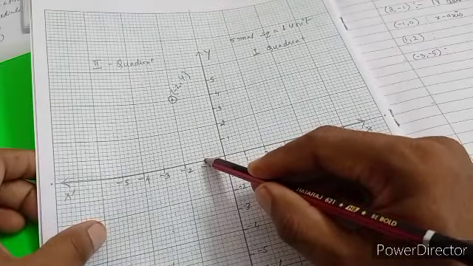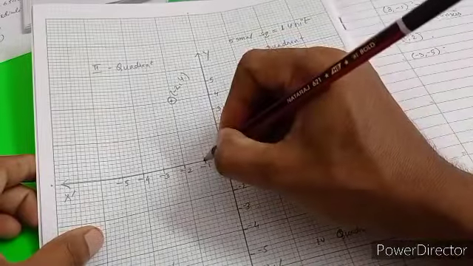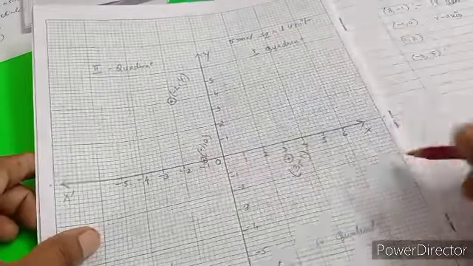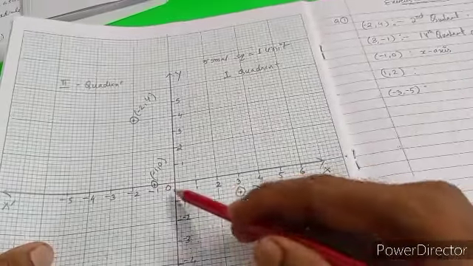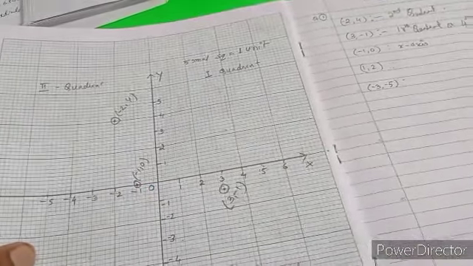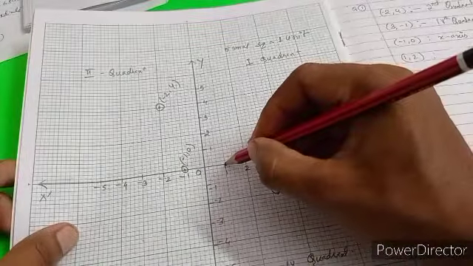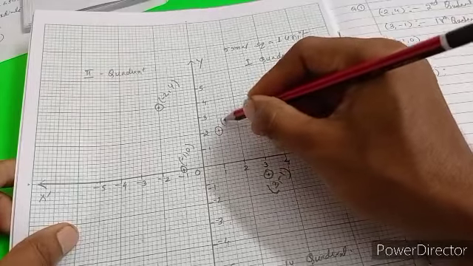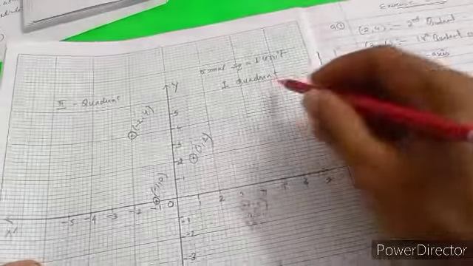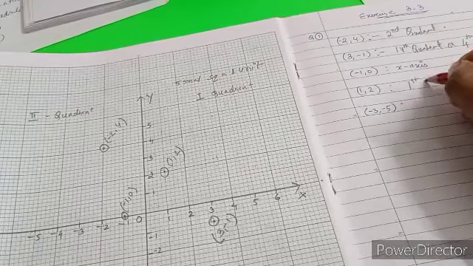Next value, -1, 0. That means there is no y value. That means this lies on the x-axis only. There is no y-axis value. Next, 1, 2. x equal to 1, y equal to 2. I could say this is in the first quadrant. First quadrant.